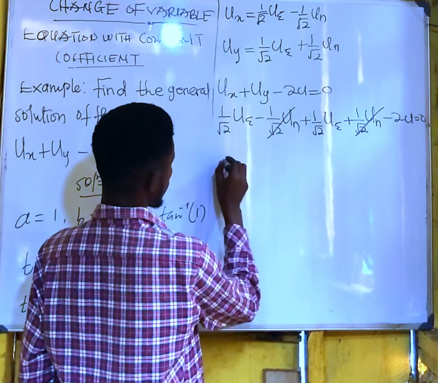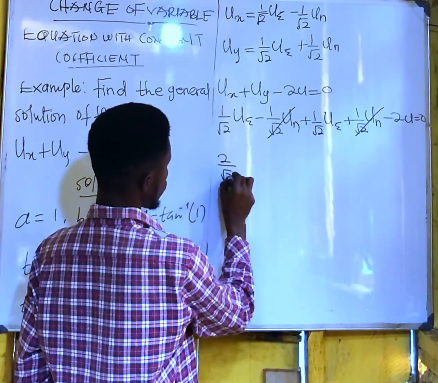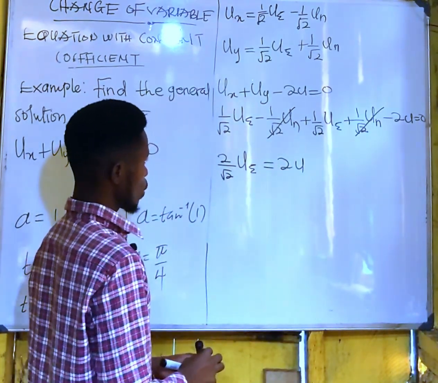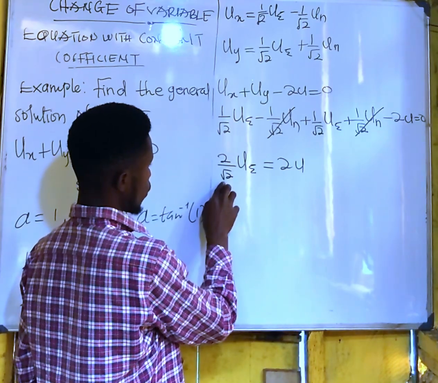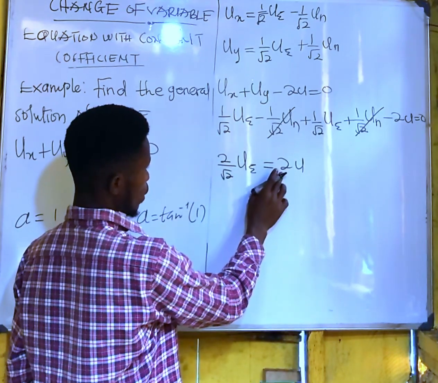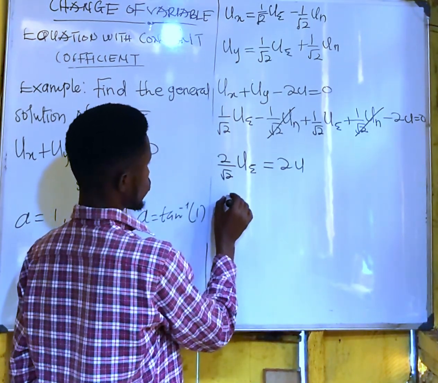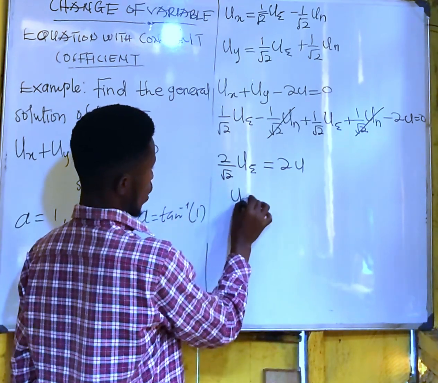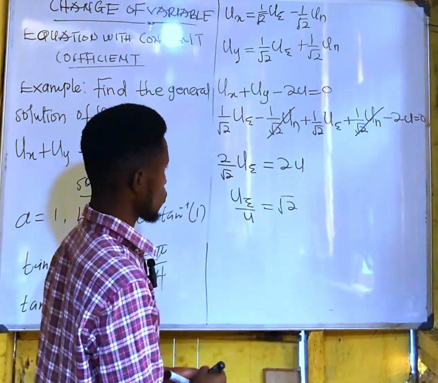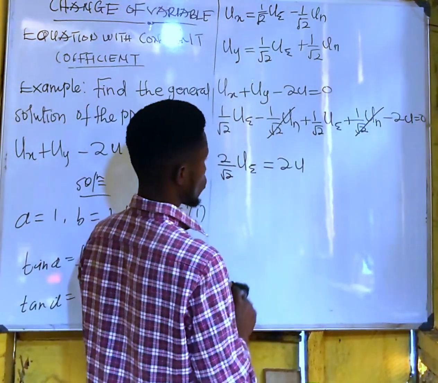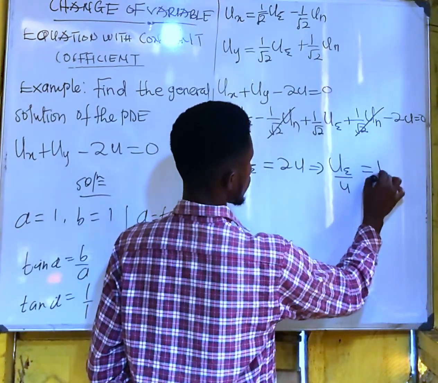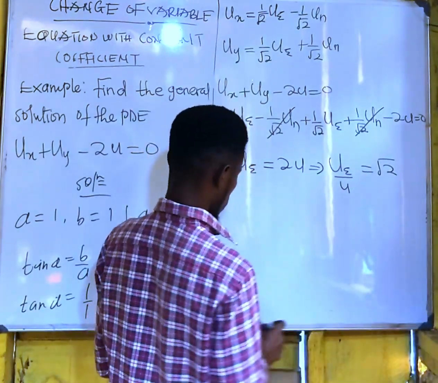This plus this will be 2 over root 2 u xi equals 2u. Is that okay? Now here, if I multiply both sides by root 2 and divide here by 2u, I'm going to have u xi over u equals root 2. I hope you understand. This is algebra, so let me write it here for you. So this implies that u xi over u is equal to root of 2. So that's what you are going to get.